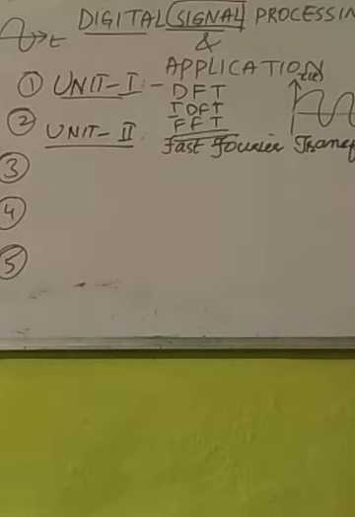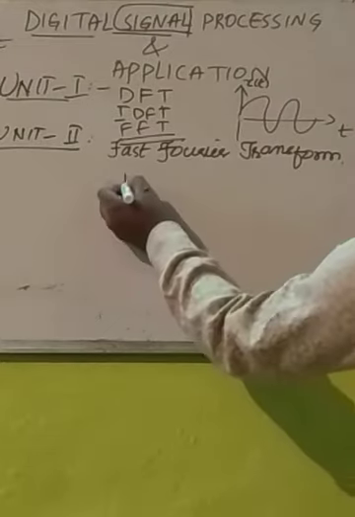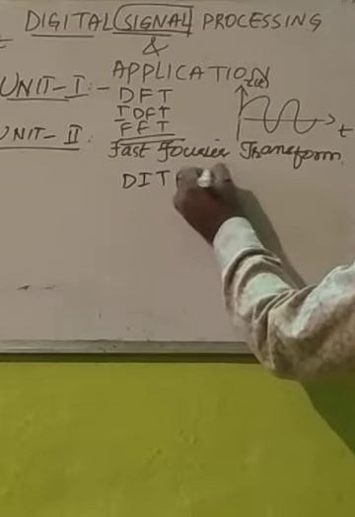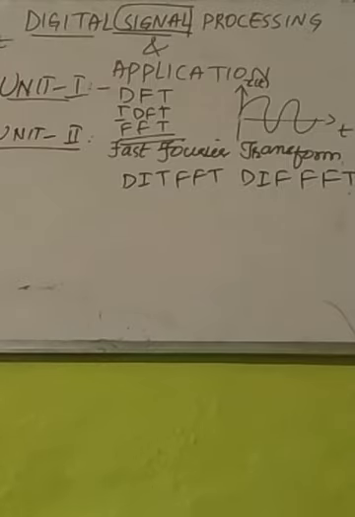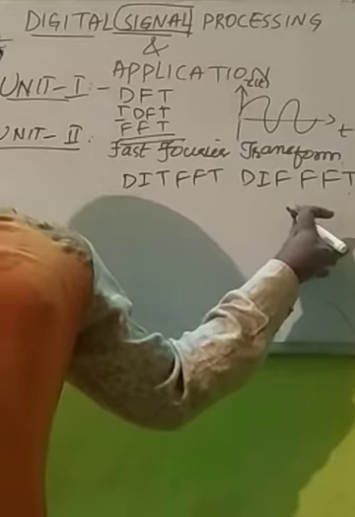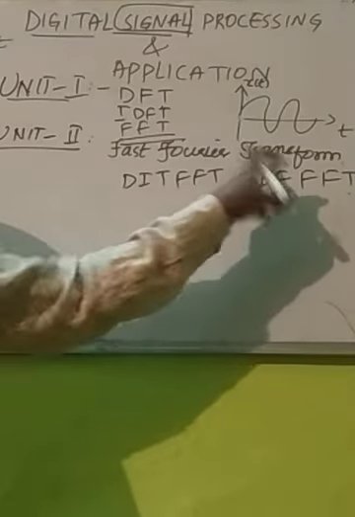So in this, what are we actually going to learn? We are going to learn DIT FFT and DIF FFT, that is decimation in time and decimation in frequency. These 2 concepts we are learning in unit 2. So in unit 2, as I just said, it's DIT FFT and DIF FFT. These are the 2 concepts we had, students. Based upon that we are going to perform the FFT transform. That is unit 2.